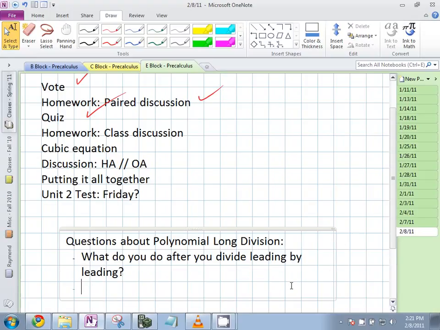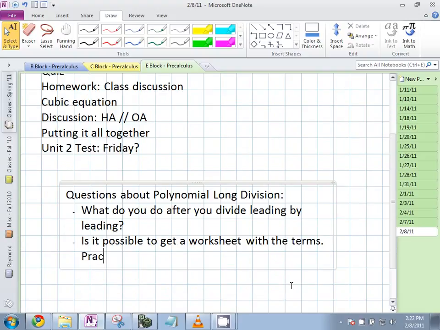Next question. Is it possible that you give us a worksheet that has us identify the terms so we can get better use of them? Which terms? Like the terms you said in the video, dividend, quotient, divisor. Watch the video a few times. I can also type them out for you.